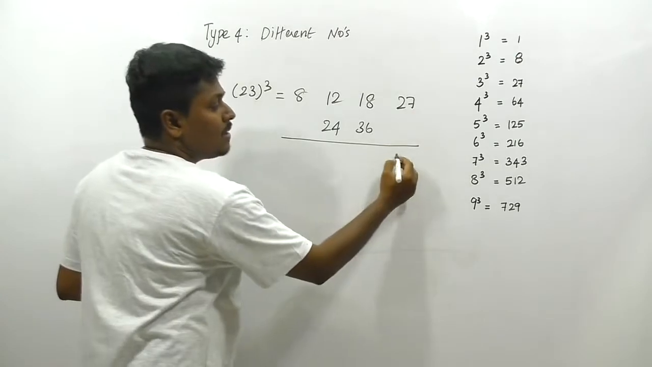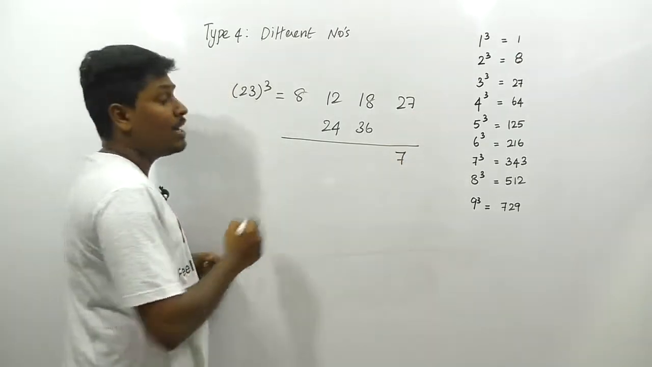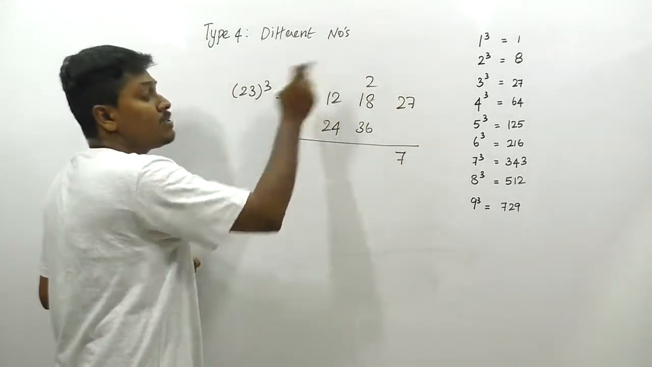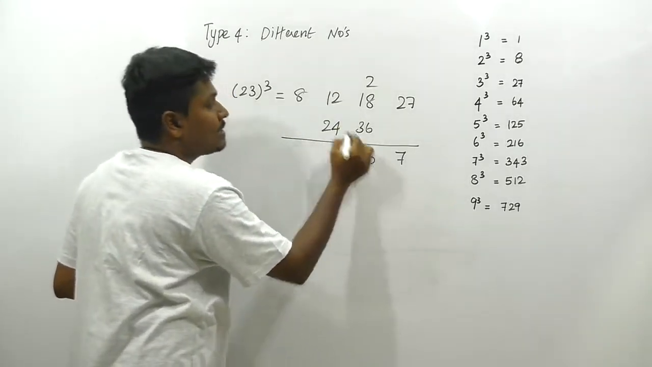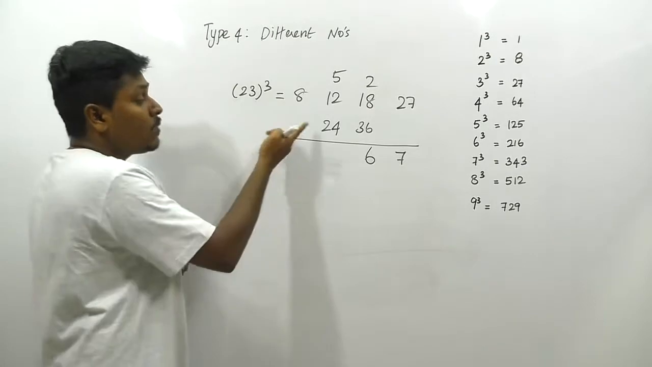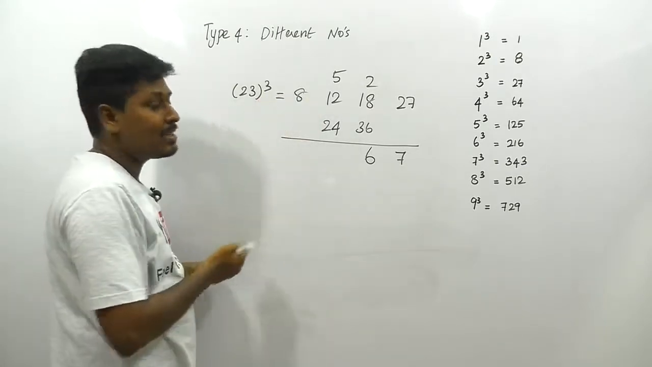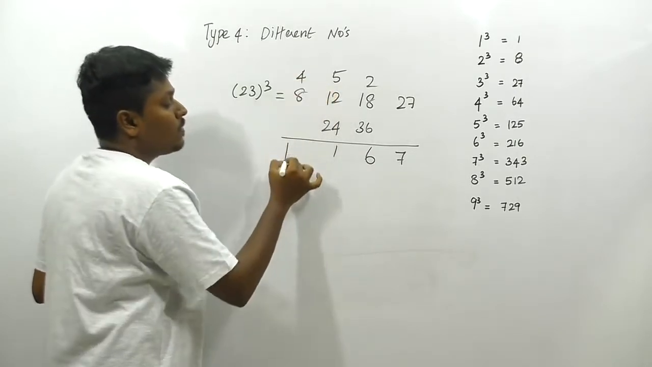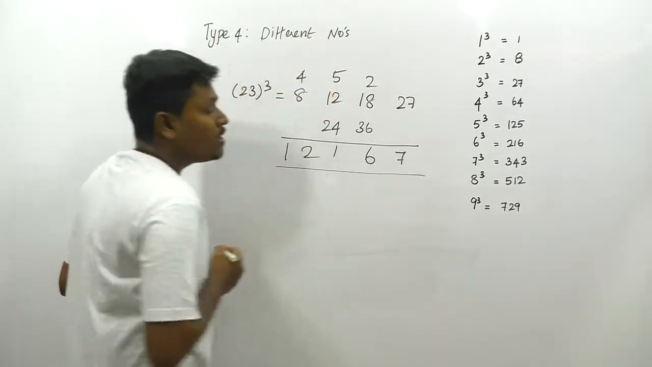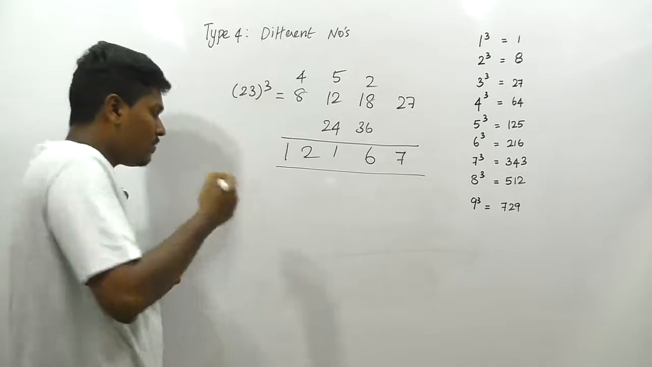So 27, 7 should be kept here and 2 as remainder. 18 plus 2 is 20. 20 plus 36 is 56. Right? Only 6 here. Go for 5. 24 plus 12, that is 36. 36 plus 5 is 41. Remainder is 4. So 8 plus 4 is 12. So the answer will be 12167. We can go for any other number, right?